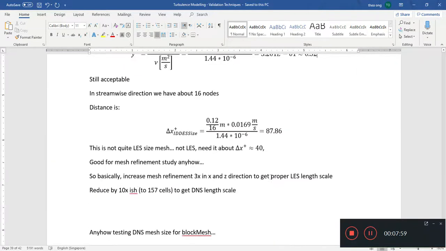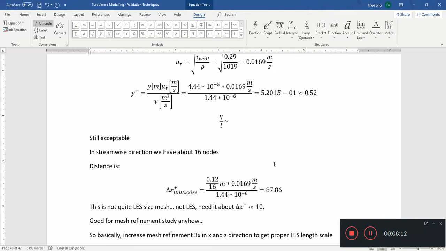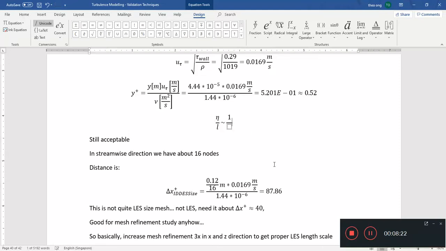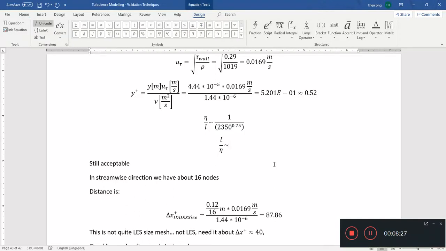The number of cells we need is given by eta divided by L equals 1 over 2350 to the power 0.75, and this is the Kolmogorov scale. If you want the number of cells, you just take the inversion of this, and you will get about 337.52. This is how many cells you want if it's a Kolmogorov scale.